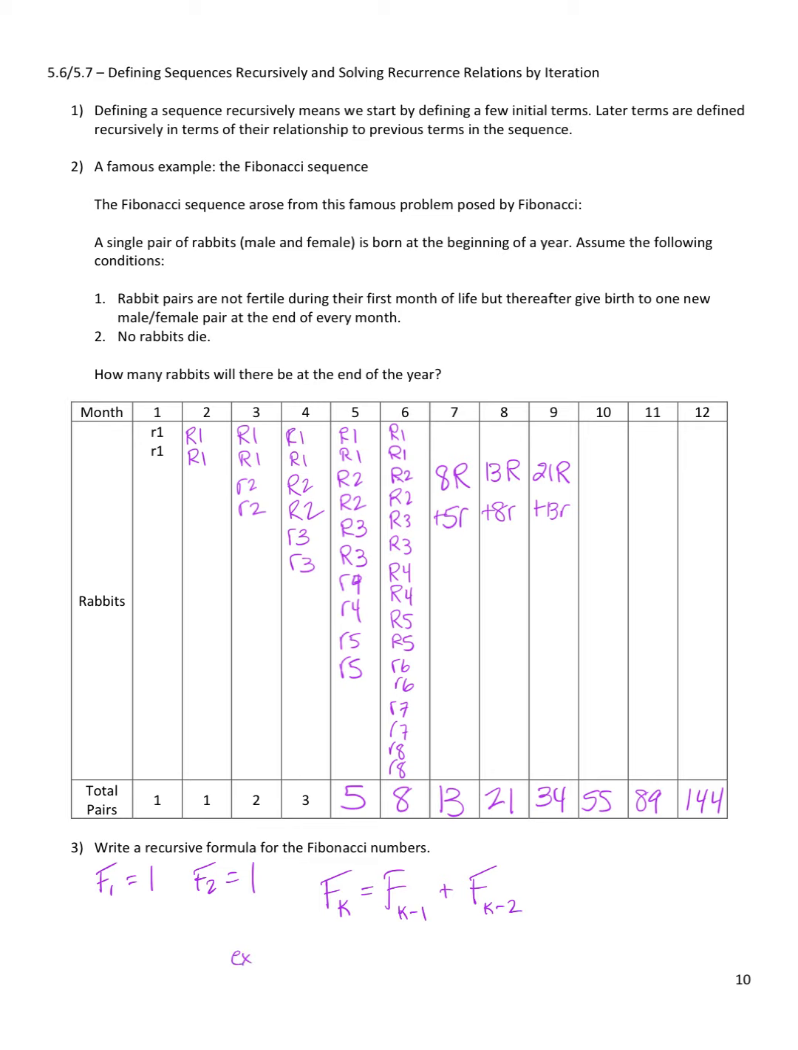So for example, if I want to know F sub 8, that would be F7 plus F6, the 2 previous numbers in the list. Okay, and F8 would be 1, 2, 3, 4, 5, 6, 7, 8. So F8 would be 21, which is 13 plus 8. So the 2 previous numbers in the list.